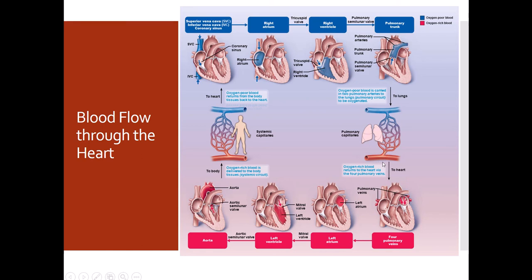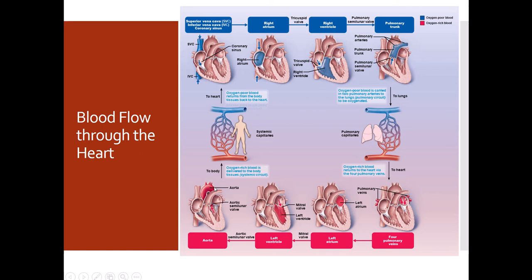This now oxygen-rich blood returns to the heart via the pulmonary veins into the left atrium. From the left atrium, the blood moves past the mitral valve into the left ventricle, and then the left ventricle contracts, the aortic semilunar valve opens, and blood is pumped from the left ventricle into the aorta and out to all of our body tissues.